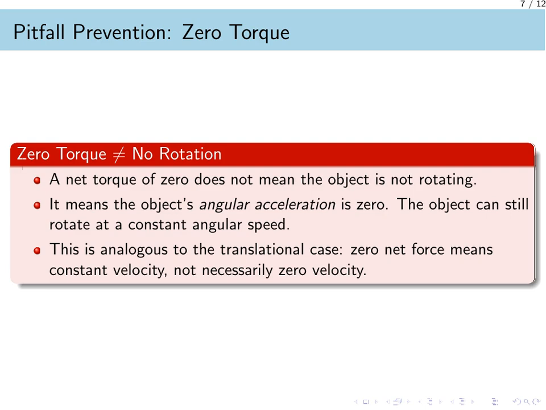This is perfectly analogous to the translational case we studied earlier. A zero net force means constant velocity, not necessarily zero velocity. An object can be moving at a steady speed in a straight line with no net force on it. So the key takeaway is that an object in rotational equilibrium can still be rotating, as long as it does so at a constant rate.